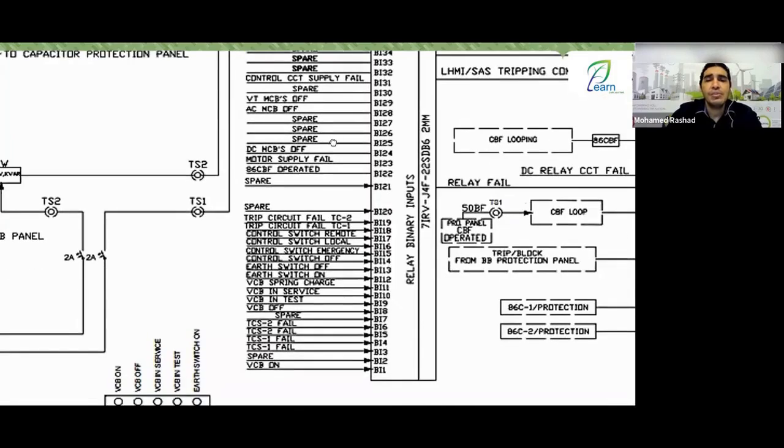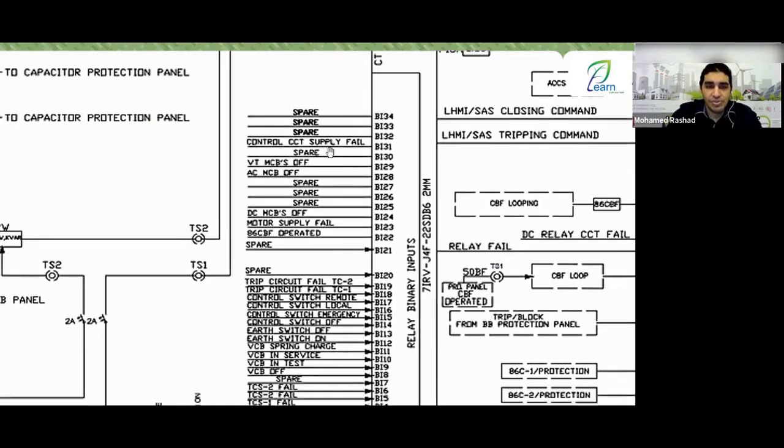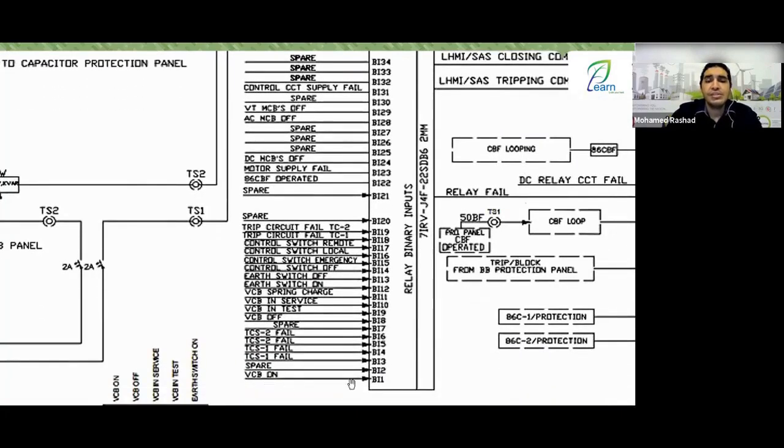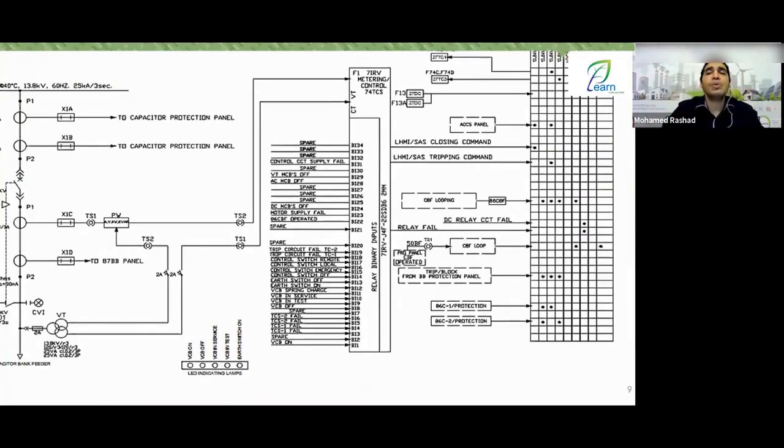It tells you, for example, that this binary input is spare, this one is spare, and this one is spare. For instance, let me show you here. This is the first binary input, which indicates the breaker is on. The second is spare, and the next one means trip circuit supervision fail. I'm not sure, but this means breaker off, this means breaker in test, and this means breaker in service. It illustrates it for you to understand how the whole drawing works.